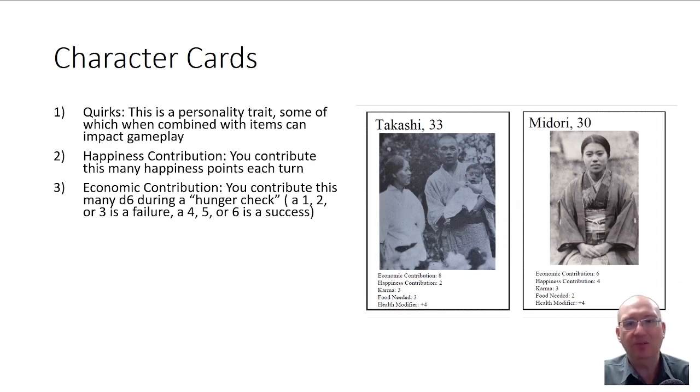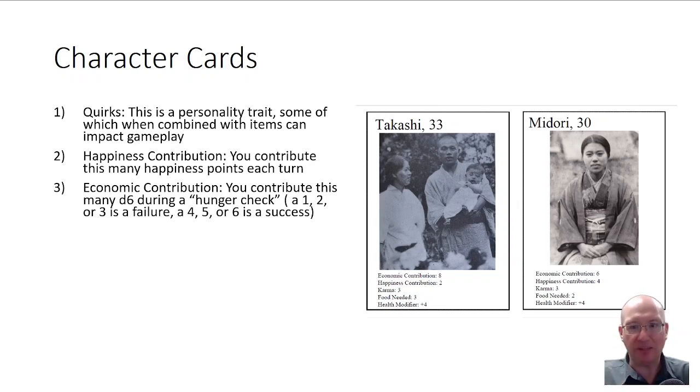So I had to figure out a way to, and especially Japanese understandings of family were complementary, that men had a certain role, women had another role. So what I did was I came up with two resources: just raw economic contribution, which is just your ability to bring in food, and then happiness. And you can see Takeshi gives more. He had an 8. Midori, she has less. She only has a 6. However, Midori contributes more happiness, and Takeshi contributes less.